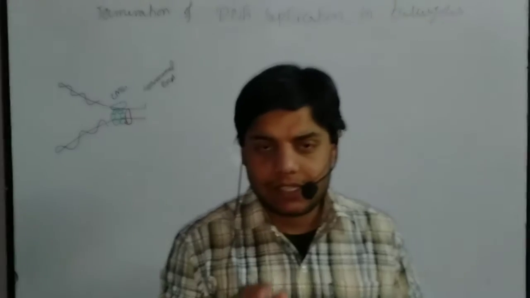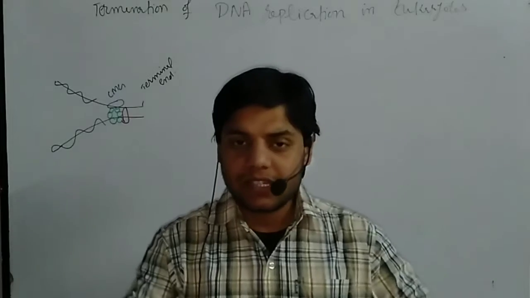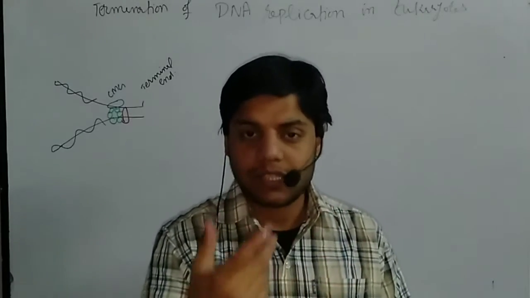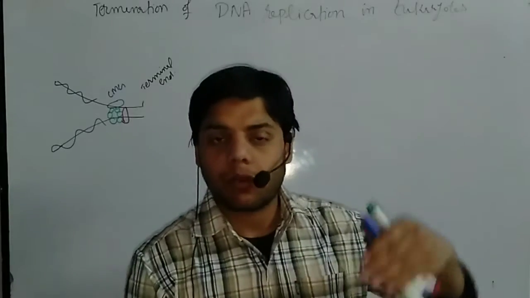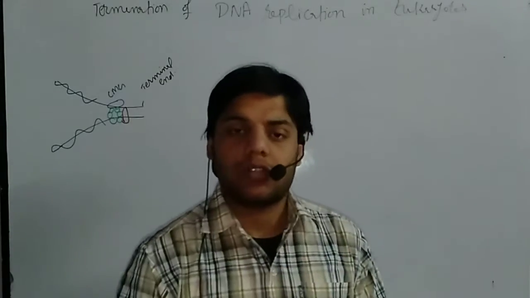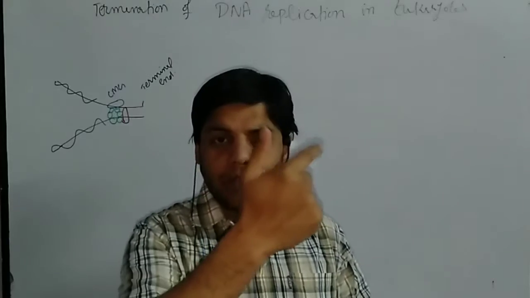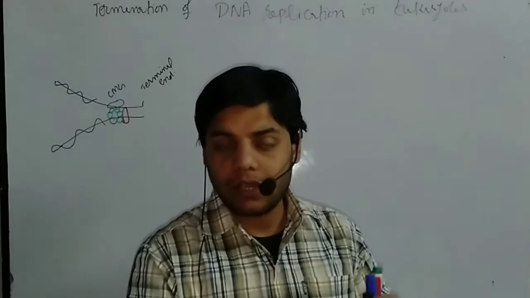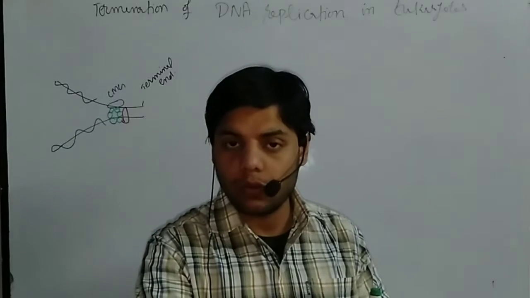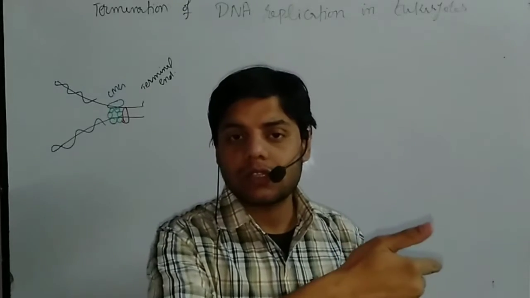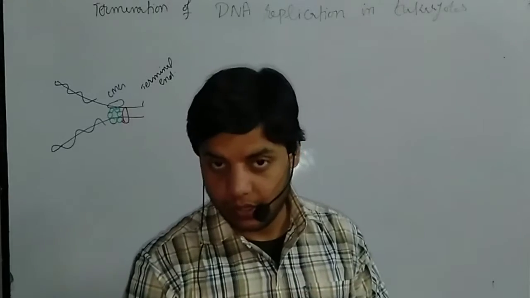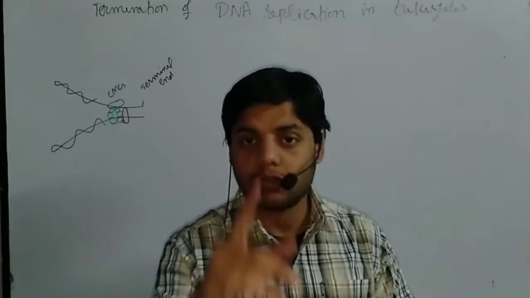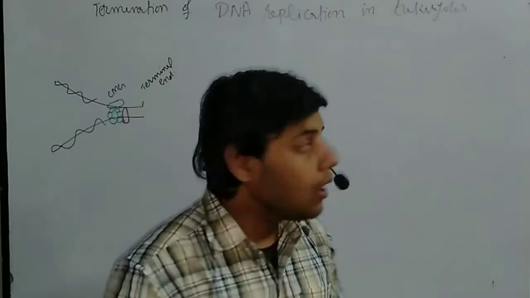Termination is that stage where the replication is stopped and the two strands of the DNA which are synthesized are separated from each other, and we get two DNA molecules. In one DNA molecule, one strand is the parental and the other is the newly synthesized strand. Similarly, in the other DNA molecule, we have two strands. One is the new strand and the other is the parental strand. That's why we can say that this DNA is replicated in a semi-conservative manner.